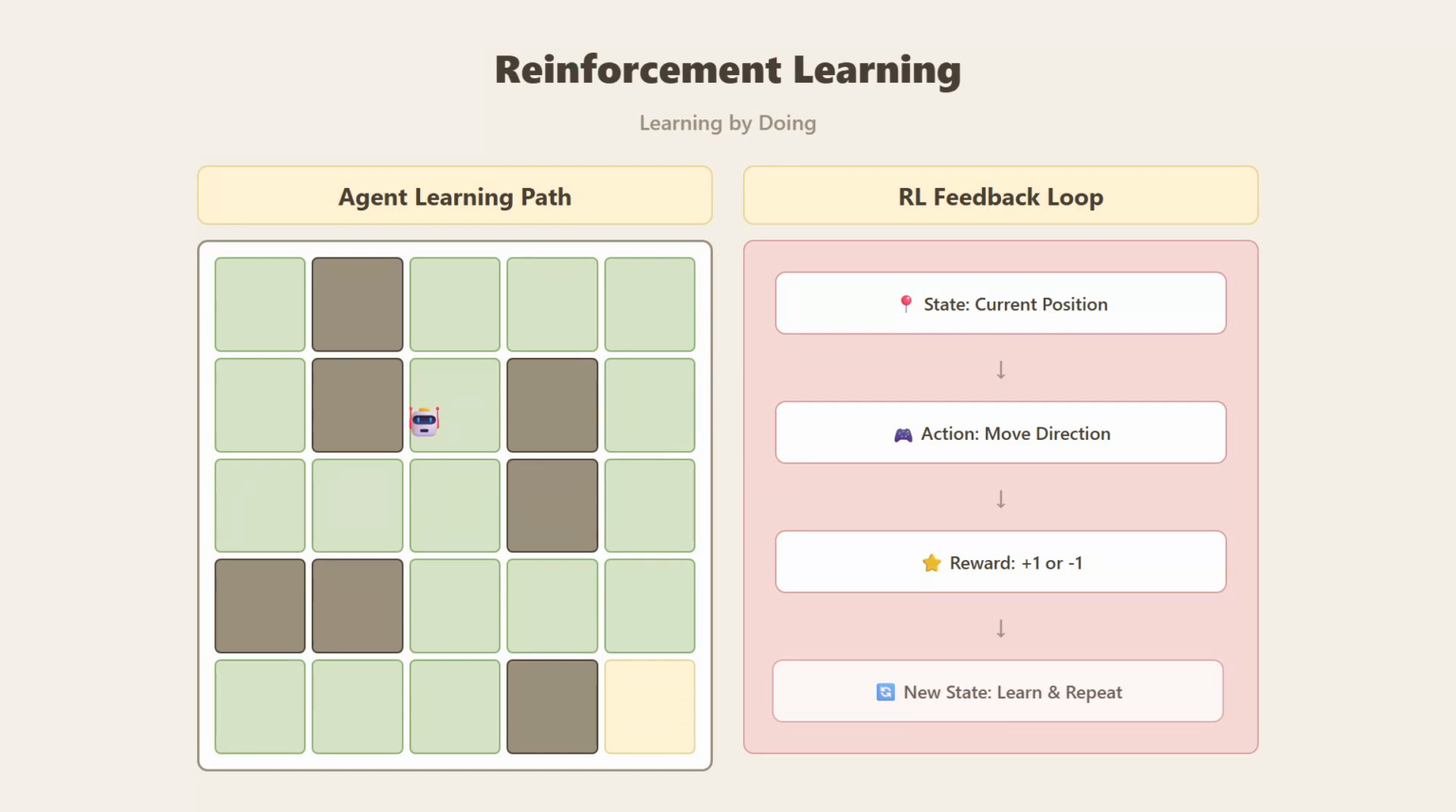Reinforcement learning has achieved remarkable breakthroughs. It's how AlphaGo defeated world champions at Go, how robots learn to walk and manipulate objects, and how recommendation systems optimize for long-term user engagement. It excels in sequential decision-making problems, where actions have delayed consequences, making it perfect for game playing, robotics, autonomous navigation, resource allocation, and financial trading strategies.